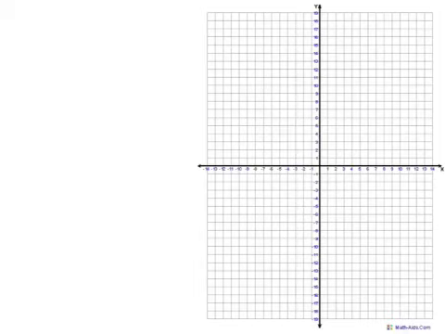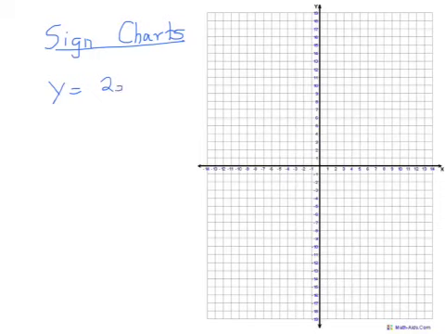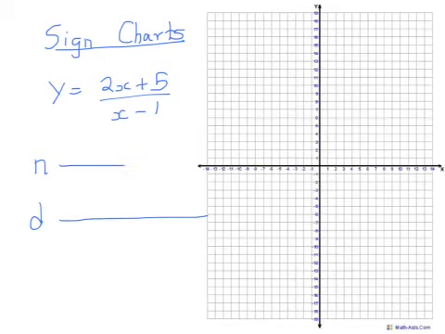So next, we're going to learn how to find the sign charts in a graph. Let's take an example of the equation y equals (2x plus 5) over (x minus 1). To find the sign charts, you need to find the zeros of the numerator and the zeros of the denominator. In the equation above, the zero of the numerator will be at negative 5 halves, and the zero for the denominator will be at 1.